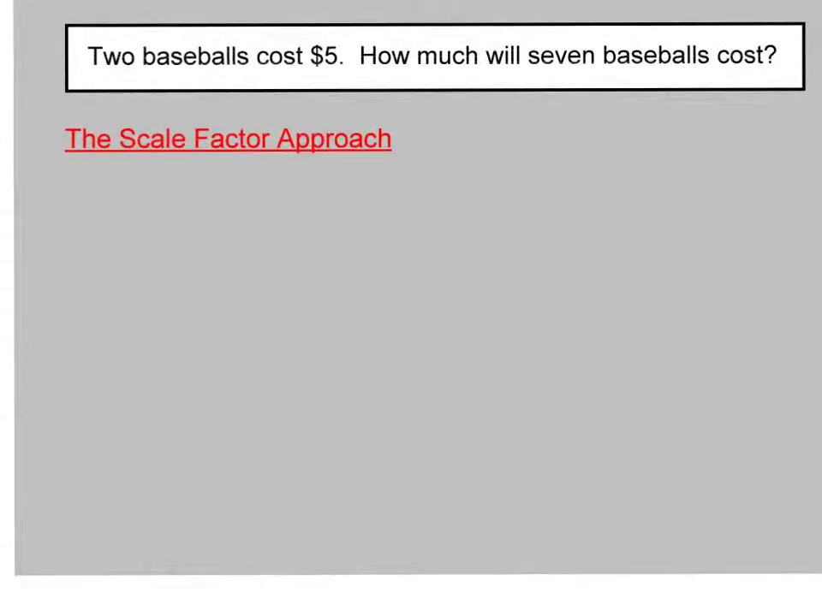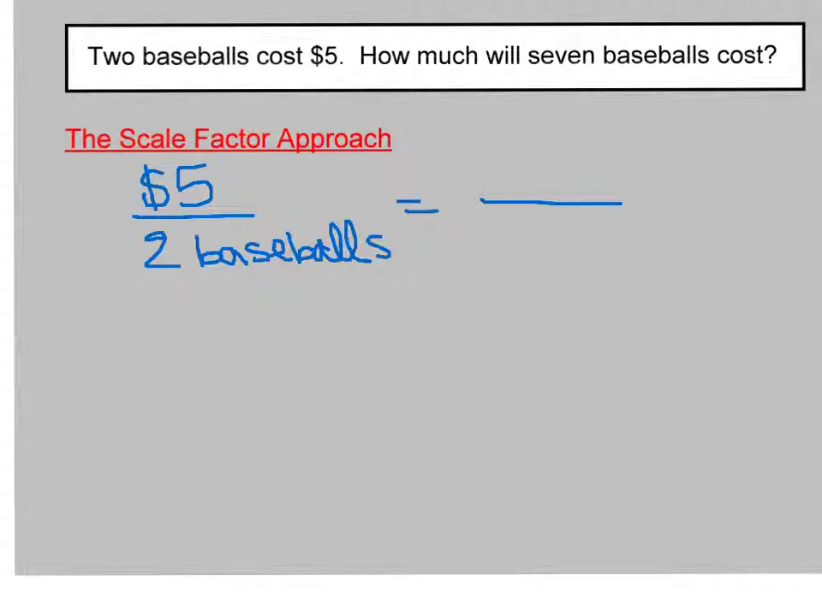Again, here we go with trying the same problem, but using a different approach. We're going to use the scale factor approach. So we'll set it up the same way with price over size. So we're going to say that it costs us $5 for 2 baseballs. And again, we want to know how much 7 baseballs will cost.